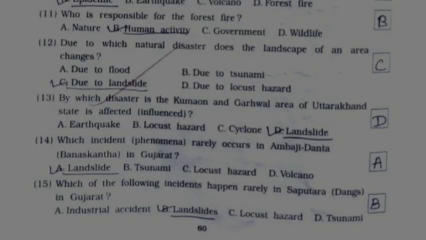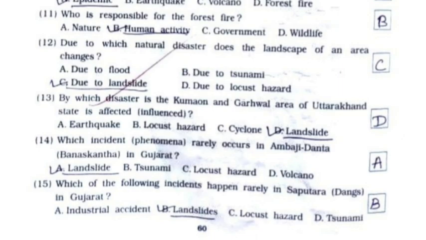Tenth, which disaster can be predicted? It's option number A, epidemic. 11th, who is responsible for the forest fire? It's option number B, human activity. 12th, due to which natural disaster does the landscape of an area change? It's option number C, due to landslide.